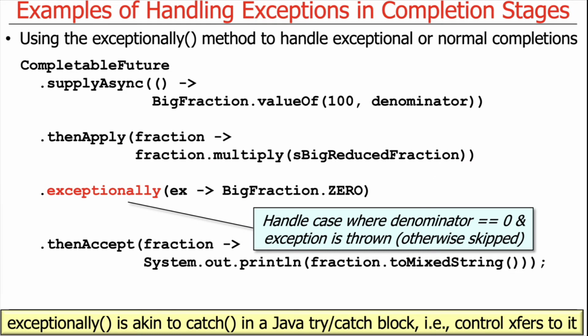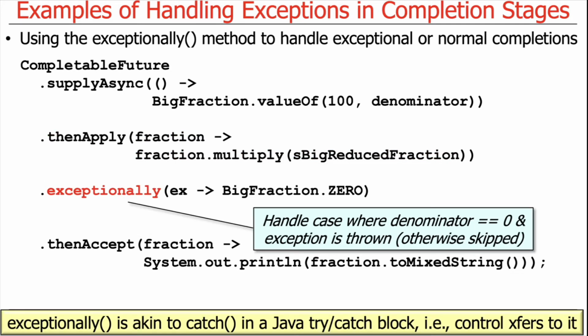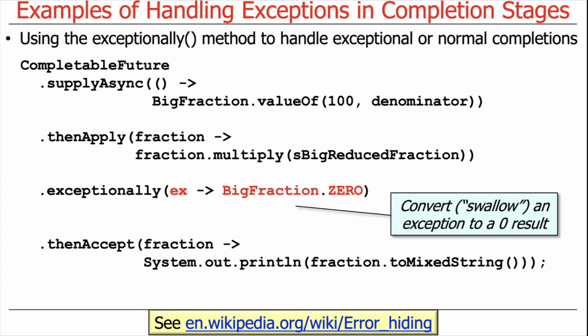That's the case where everything goes well, no exception is thrown. However, if an exception is thrown, control will transfer from supplyAsync, skip over thenApply, and be handled by exceptionally. And this will handle the case where the denominator is 0 and an exception is thrown. And notice what we do here, again just for consistency's sake, is we return 0, masking the fact that an exception occurred. So that's another example of error hiding. You can kind of think of exceptionally as like catch in a Java try-catch block, in the sense that control will transfer to it. So that's basically how exceptionally works.